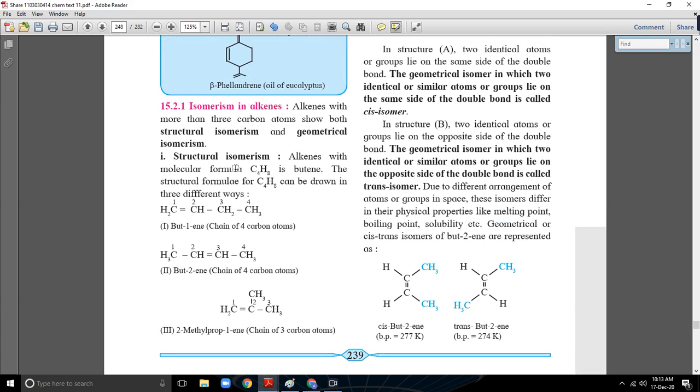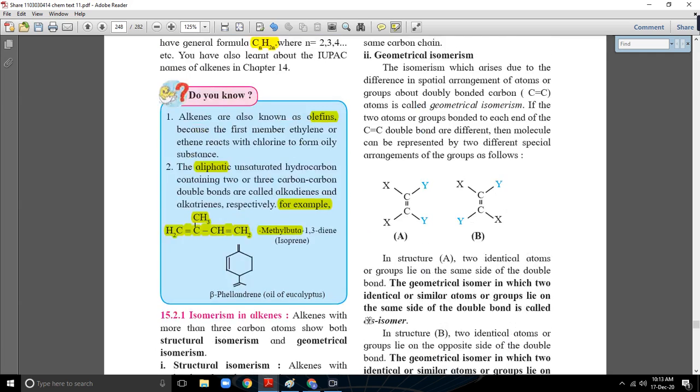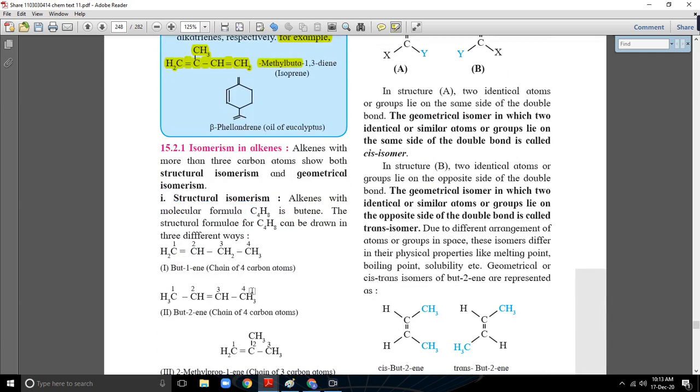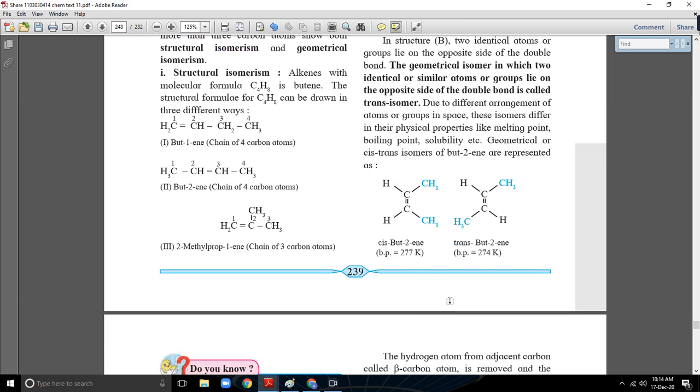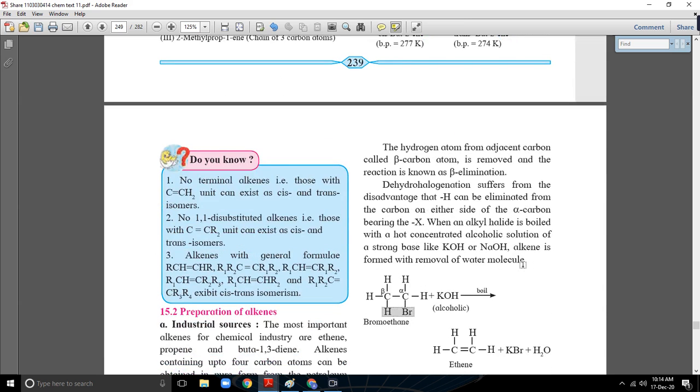Now structural isomerism. In structural isomerism, the structure of the alkene is different, but the number of carbon and hydrogen atoms will be the same. See the example given here: but-1-ene, a chain of 4 carbon atoms; but-2-ene, a chain of 4 carbon atoms; 2-methylprop-1-ene, a chain of 3 carbon atoms. The carbon skeleton is different here, while the functional group, the double bond, is the same. So these are structural isomers of alkene.